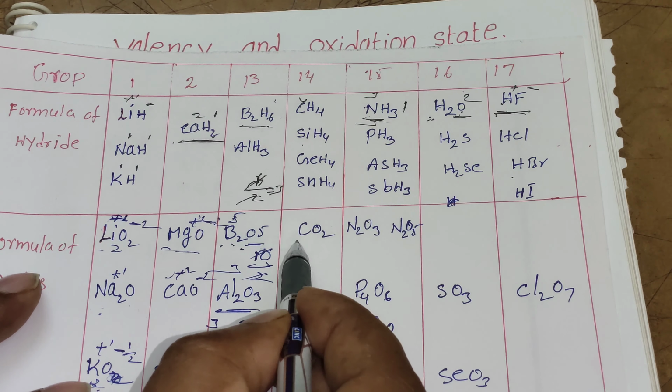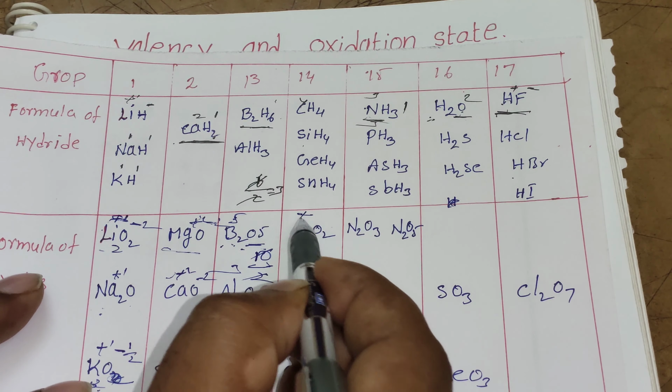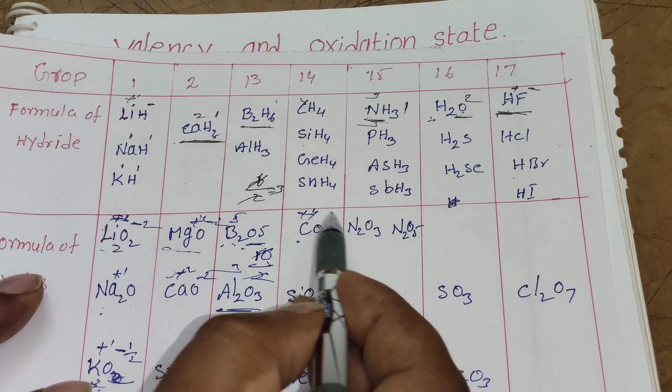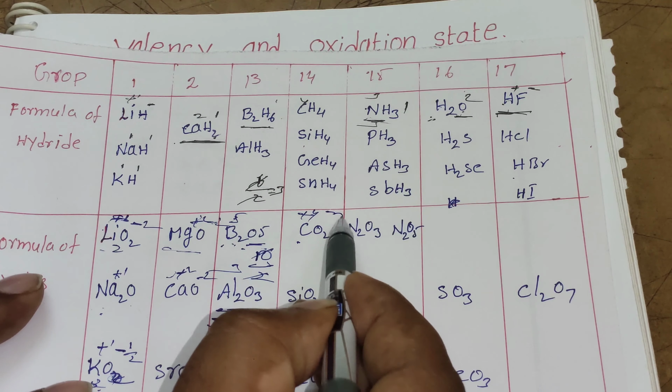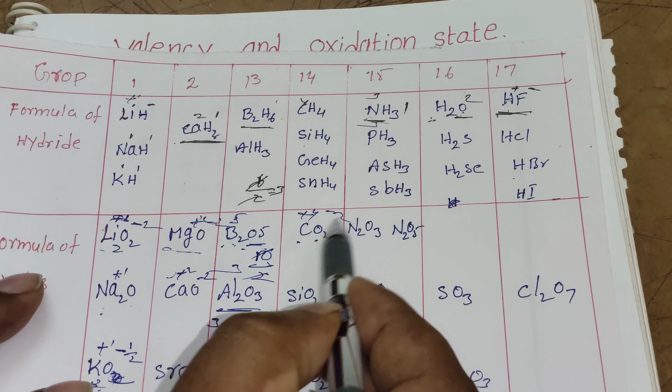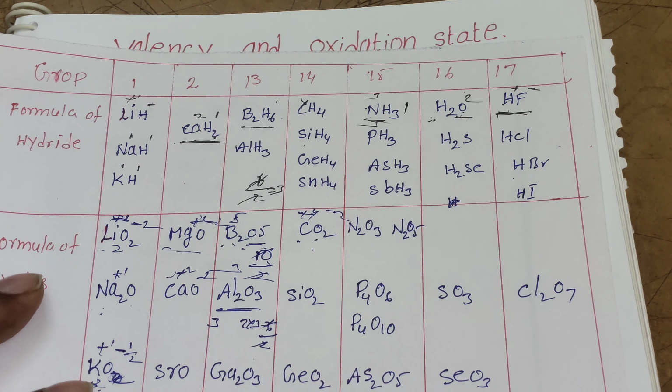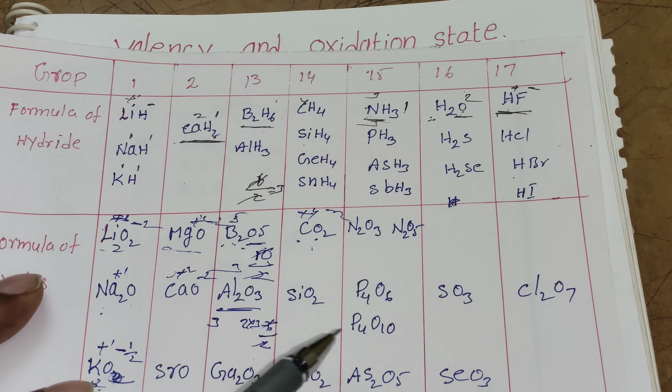In carbon dioxide, carbon valence is +4, whereas the oxygen valence is -2. That's why 2 oxygens are combined to form carbon dioxide. Along with that, silicon dioxide and germanium oxide, same like that only.